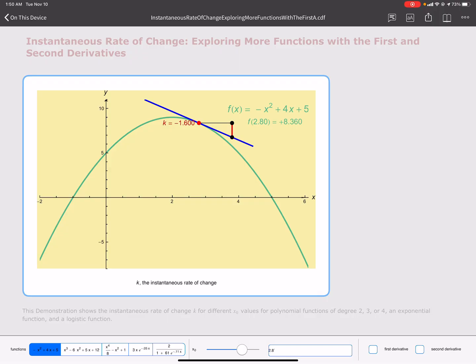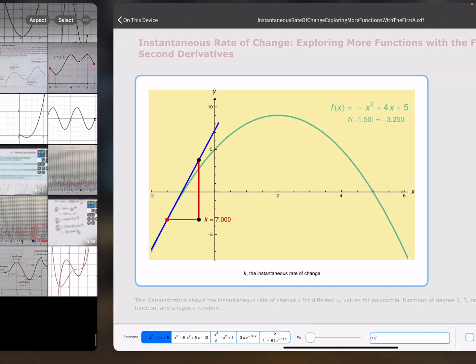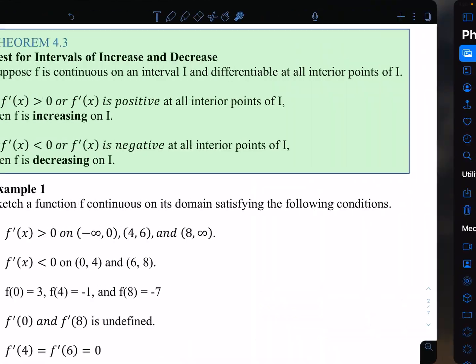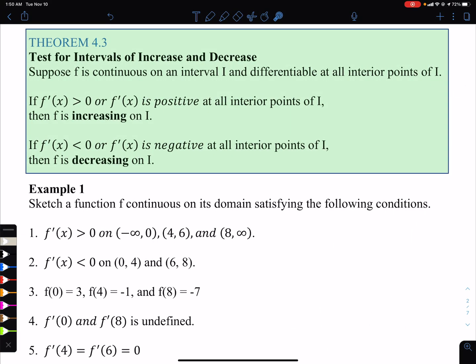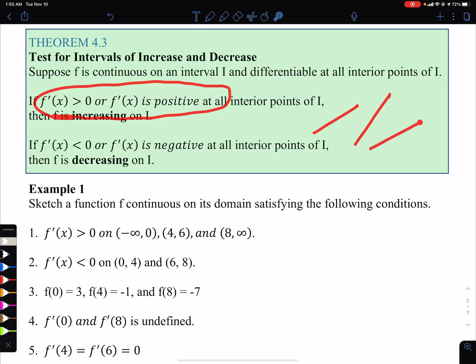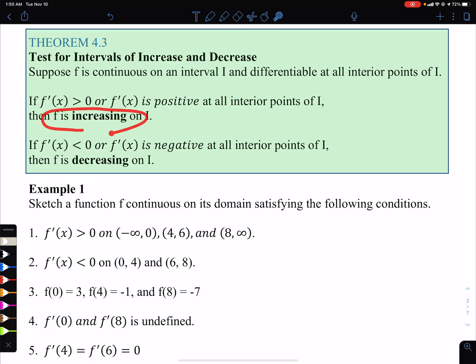So we have a parabola. Now let's look. What is the derivative? You have to know the derivative is the slope of the tangent line. This is saying if the derivative is positive, meaning the slopes are positive, then the function's increasing.